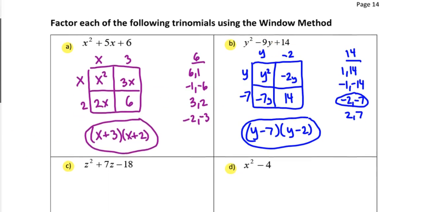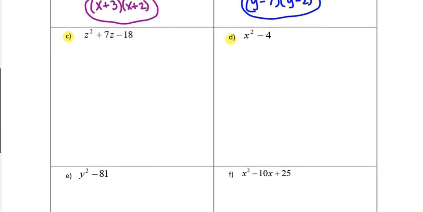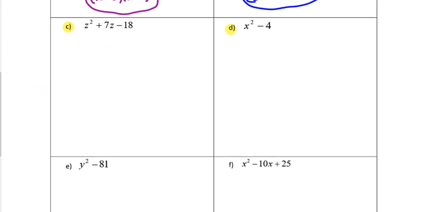All right, for part C, I'd like you to go even further on your own. See if you can do the whole process on your own, then play the recording when you're ready. Okay, so hopefully you did that.